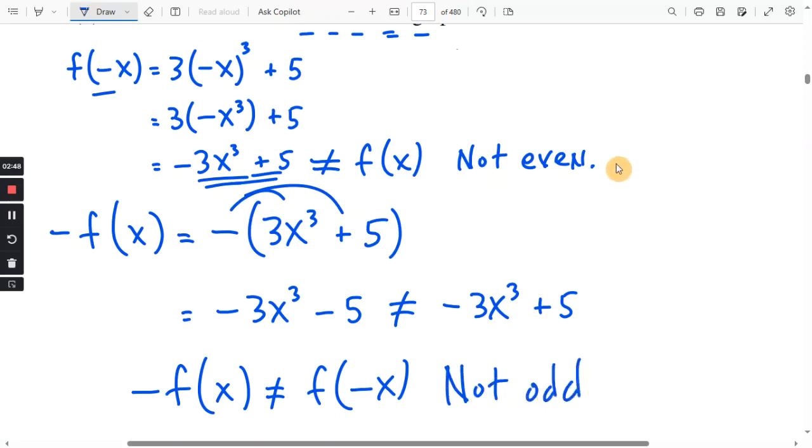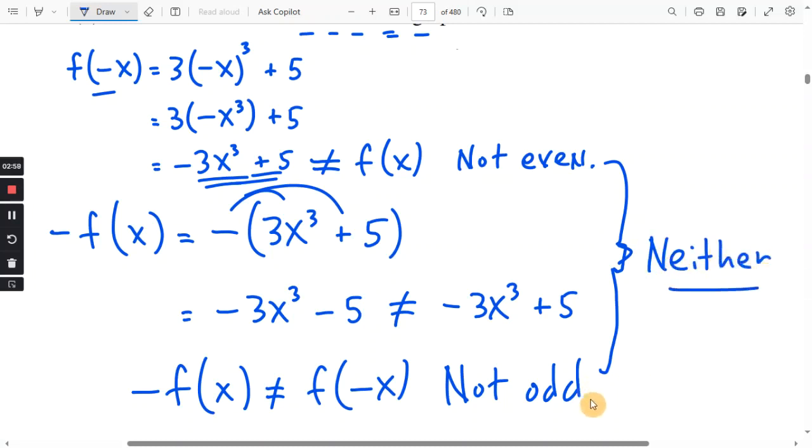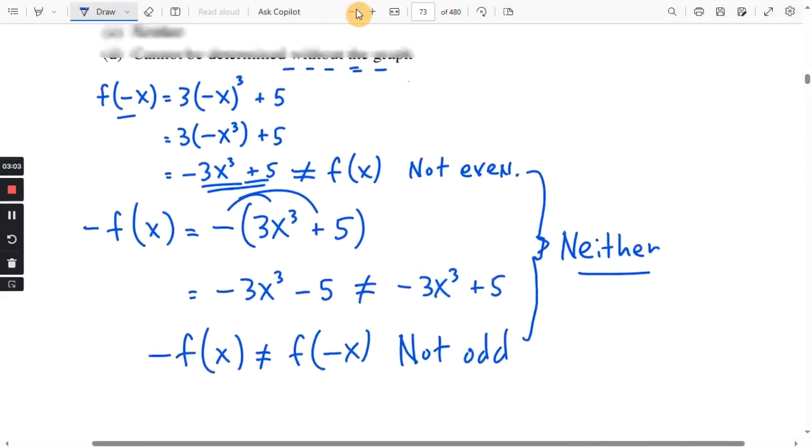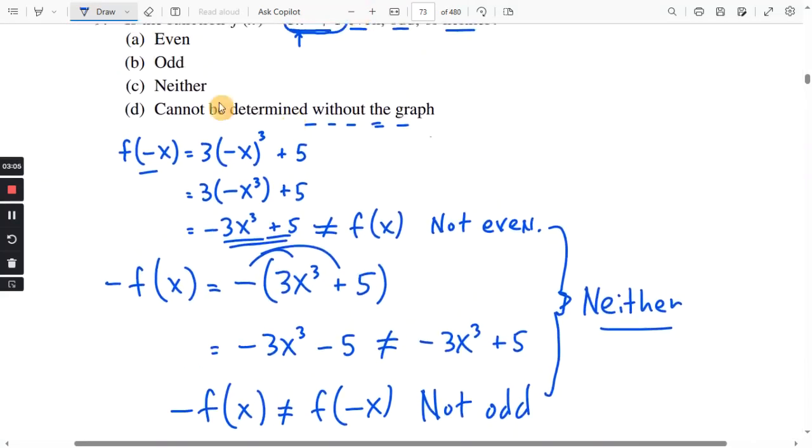All right, if it's not even and it's not odd, then it's just neither. All right, so that's it. Answer C for number 9. It's neither.